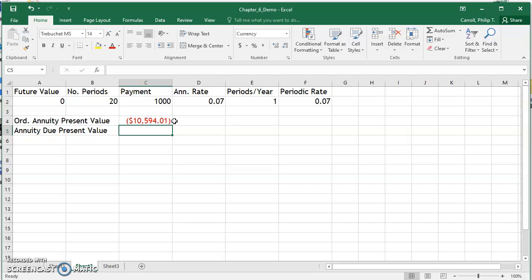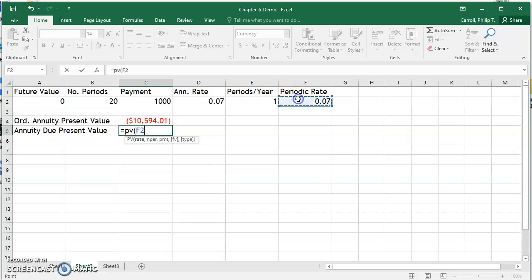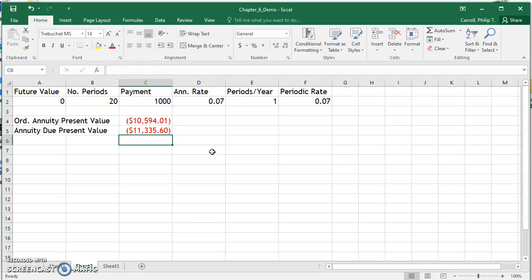All right, annuity due, same setup. PV for present value, do my rate, comma, do my number of periods, comma, payment value, comma, the empty future value. And then for the type, I want annuity due. That happens at the beginning. So I put in a 1, I hit enter. And yeah, we need a little bit more, which again, for present values, that makes sense. Since we're drawing the money out at the beginning, each payment is getting a little bit less chance to build interest. So that kind of stands to reason.